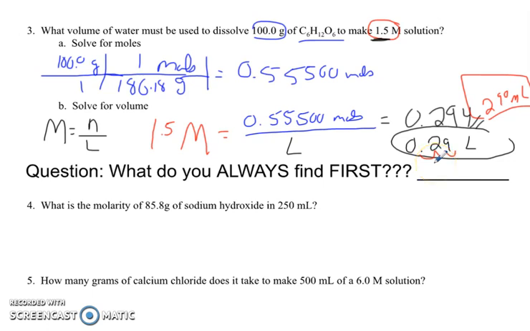So you could see a question like that on the test. The question, what do you always find first? Well, we need to know moles and we need to know liters. So if you're given grams, you've got to find moles. If you were given milliliters, you've got to go to liters. So we always need to find moles and we always need to find liters. It just depends on what you're asked to be solving for there.